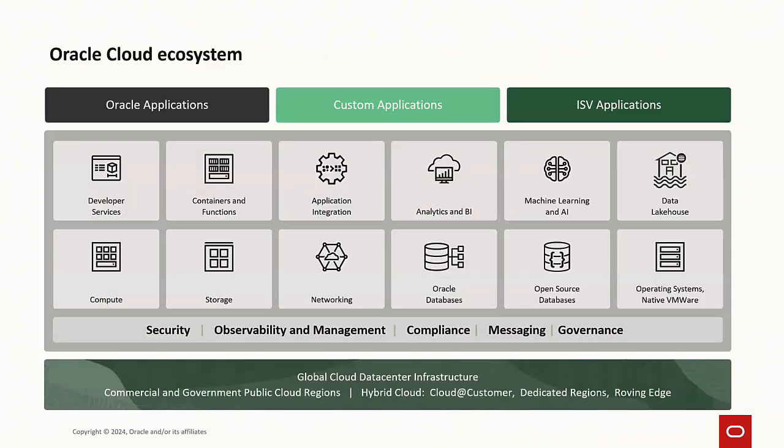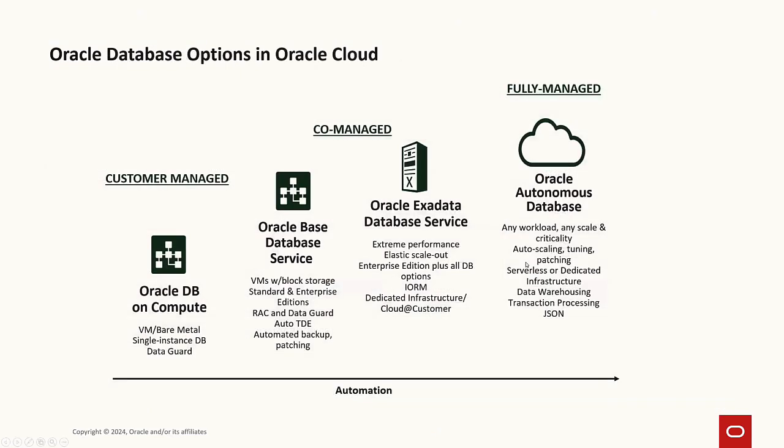Here we have a standard slide with the Oracle Cloud ecosystem. This is a comprehensive list of all of the different buckets Oracle has offerings in. Today specifically, we're going to be focusing on tools in the Oracle Databases bucket. And here we have the Oracle database options in the cloud. We see that we have many different offerings ranging from Oracle Database on Compute all the way up to the Oracle Autonomous Database, which go on a sliding automation scale.